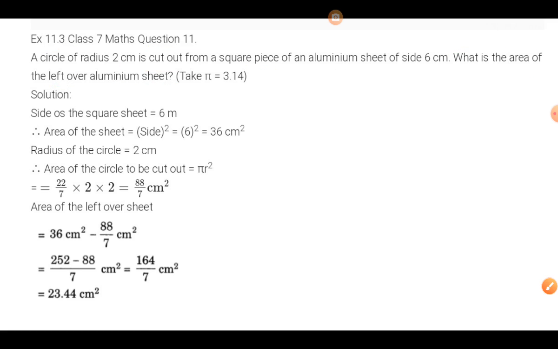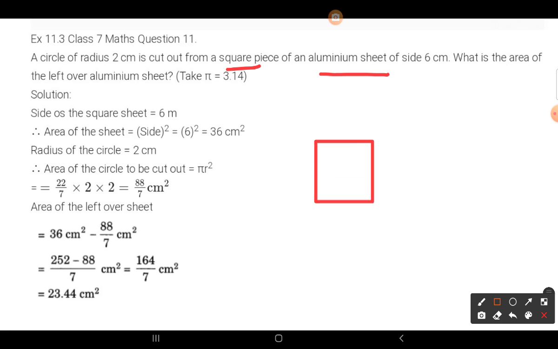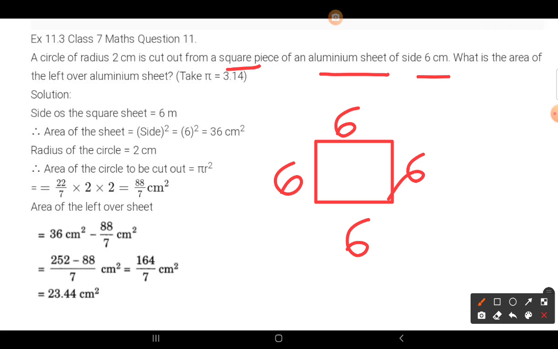This is your question. Now according to the question, aluminium sheet is given to us which is of which shape? Square. So there is an aluminium sheet of square shape, and the side length is 6 centimeters. So all four sides are equal, all are 6 centimeters. Now from this sheet a circle of radius 2 centimeter is cut out. A small circle of radius 2 centimeter is cut out from this sheet. So after you cut out this much portion, what is the area of the leftover aluminium sheet?